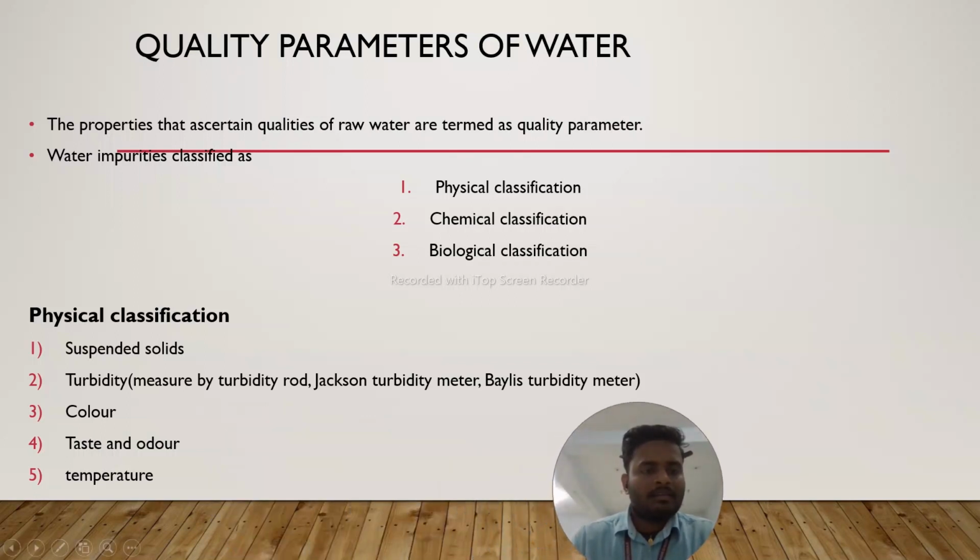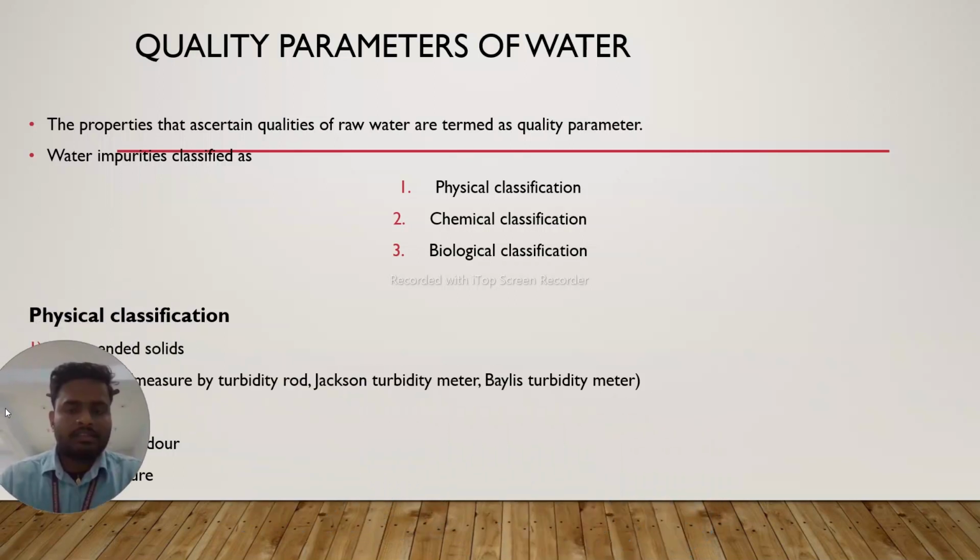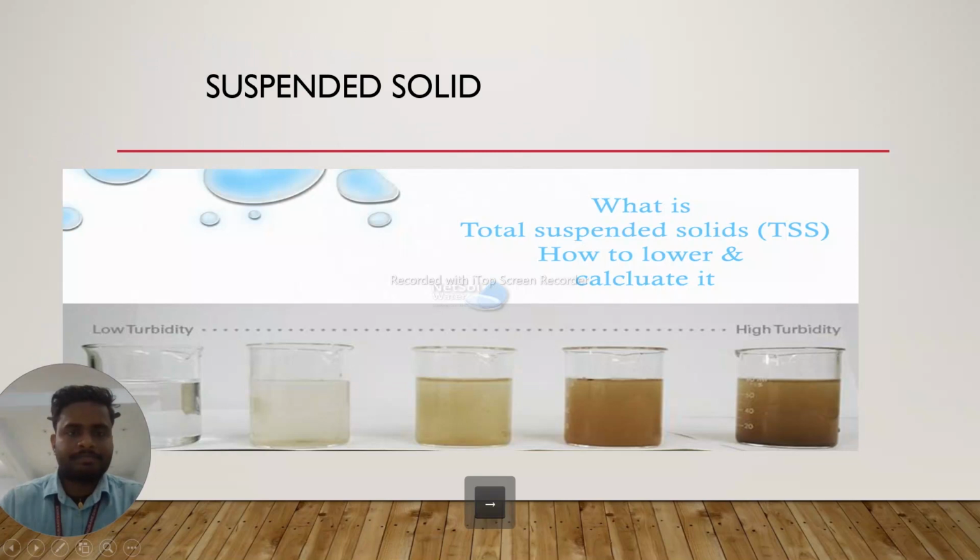Then we move to the physical classification. In physical classification we have suspended solids, turbidity, color, taste and odor, and temperature. We have to study what turbidity is and how it is measured, and what color is and how it is measured. Let's move to what suspended solid is.